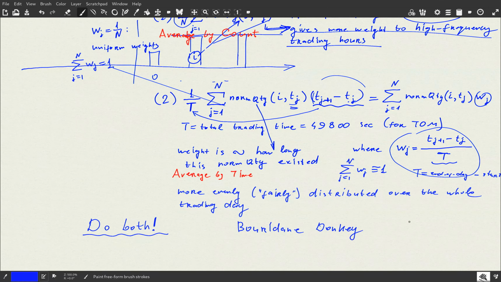A donkey which is placed in between two completely symmetric and equidistantly located heaps of hay cannot decide which one to eat and dies of indecision. So in order not to die of indecision, well, of hunger due to indecision, when we don't know what to do, we do both. Okay.